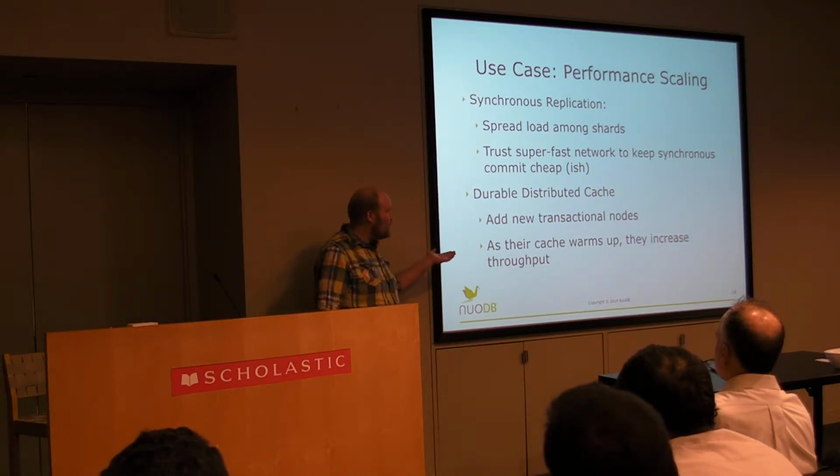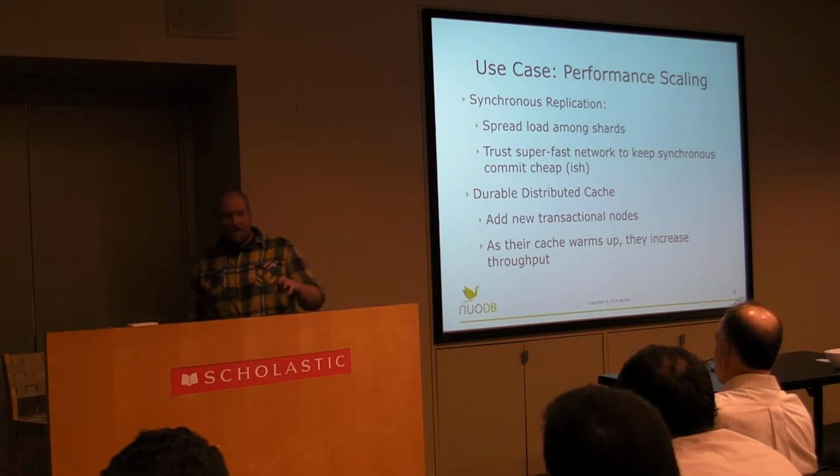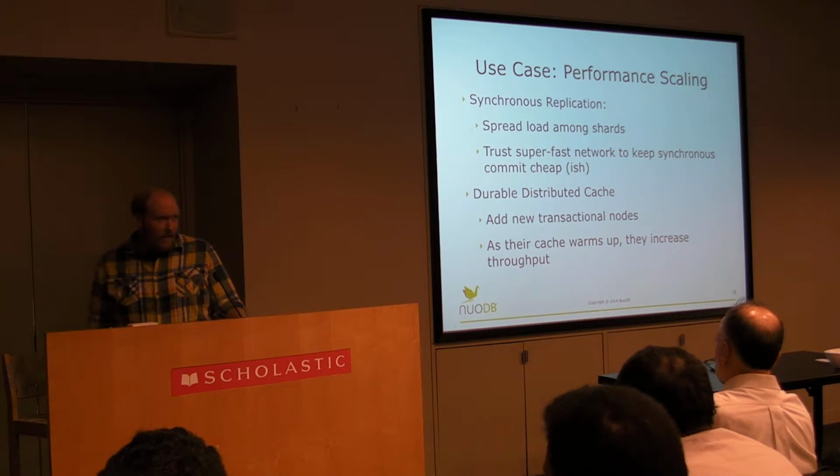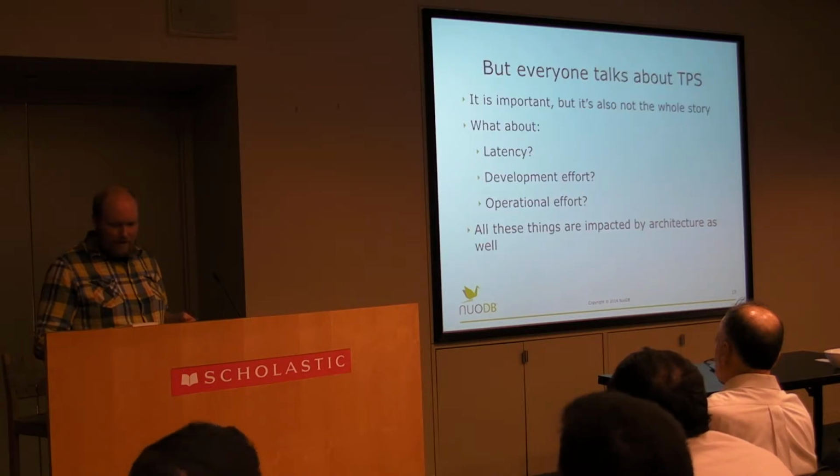And as their cache warms up, they go from being sort of slow to fast, and they can start serving whatever particular queries happen to be local to that node. So different nodes will have different cache contents, just automatically sort of inferred from the behavior of the application.